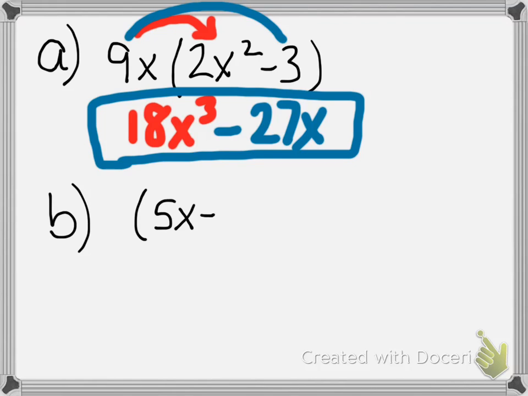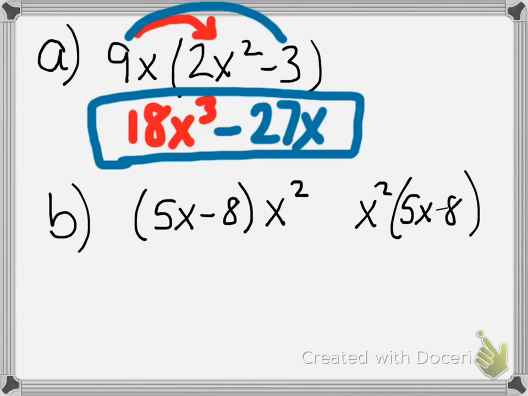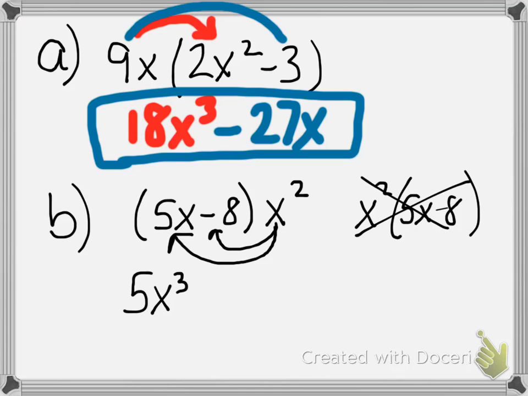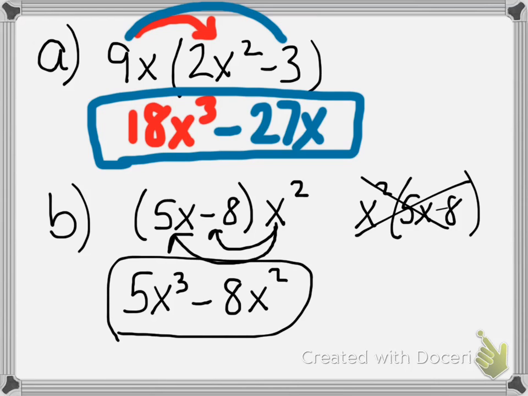Sometimes you'll have a binomial first and then a monomial. Remember that multiplication is commutative, so I can flip this around and say x squared times 5x minus 8. I can do that. I don't have to. I can distribute from the front to the back, or from the back to the front. So I can go x squared times 5x cubed, x squared times, or if you want to go minus first, or if you want to go times minus 8. It's whatever way you think about it. So negative 8x squared. I can't put these together because one's an x squared and one's an x cubed, so I can't subtract them. I'm finished.